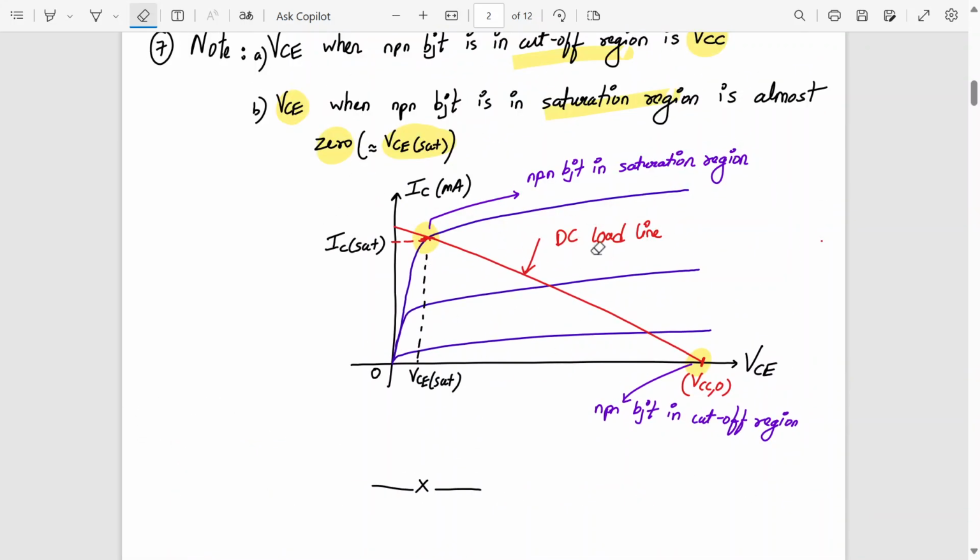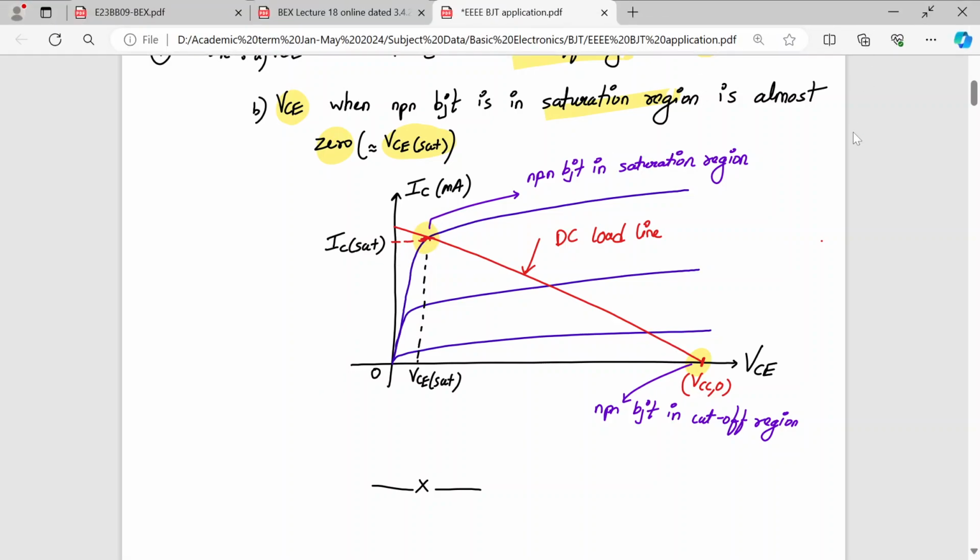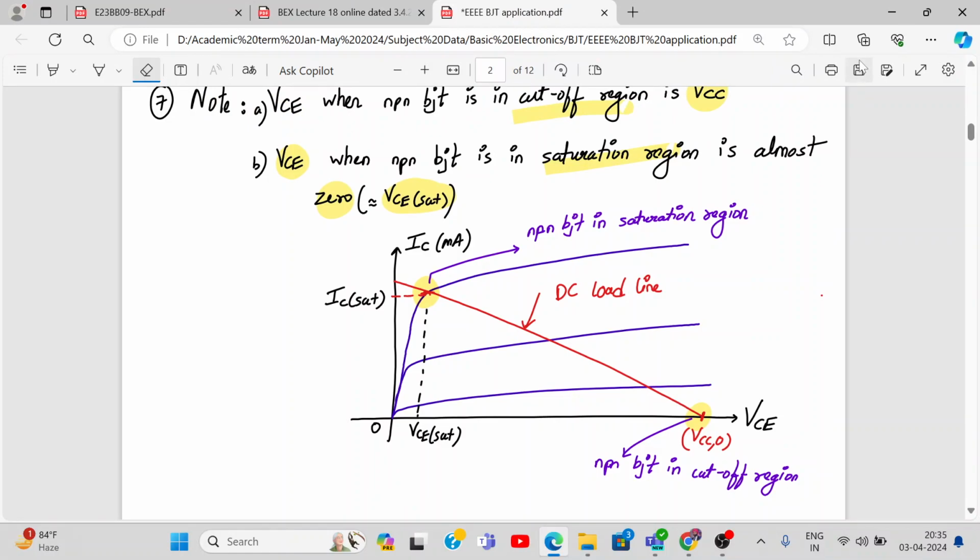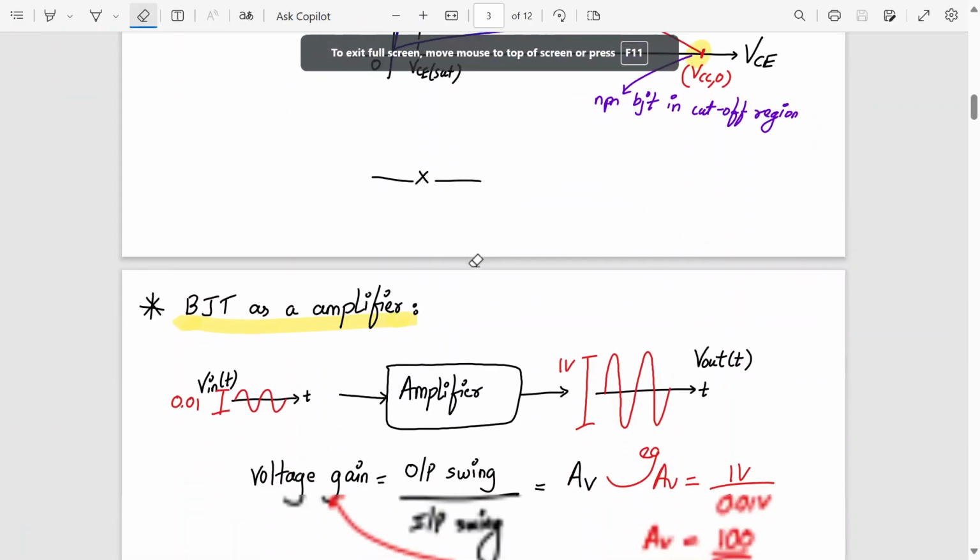This is just the output characteristics. This is the cutoff, and this is the saturation mode of operation. I can briefly explain you this much only in limited time. Then we'll quickly go to the amplifier.